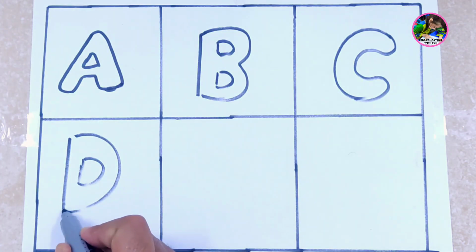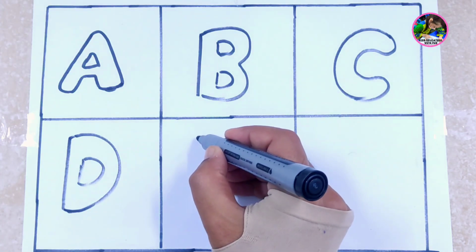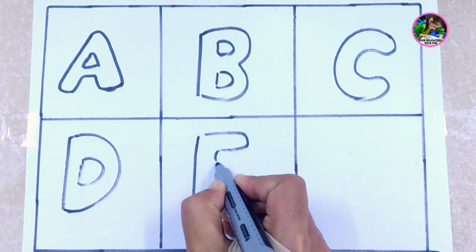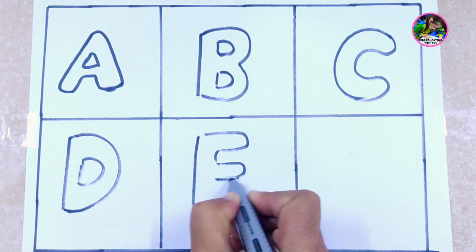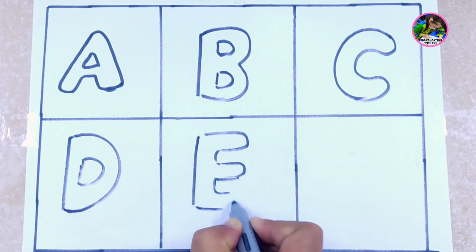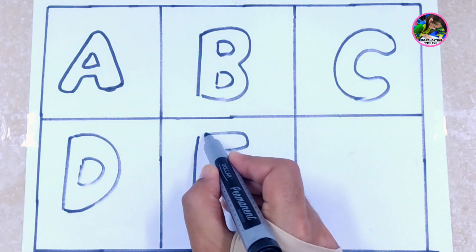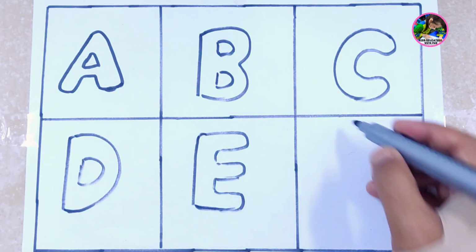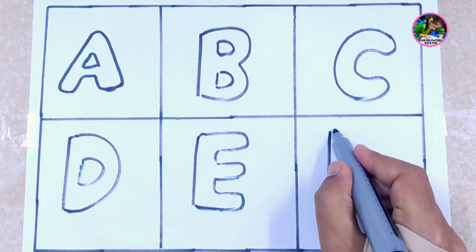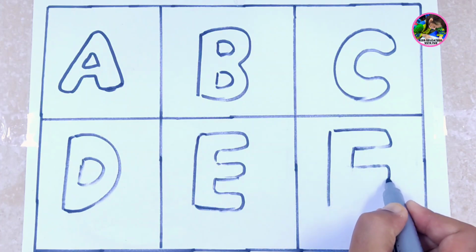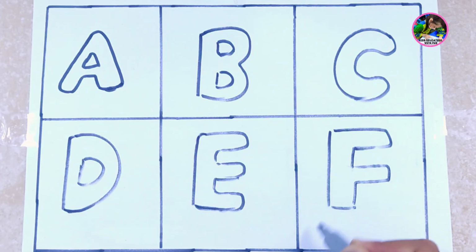D. D is for duck. Letter E. E is for elephant. Let's draw letter F. F is for fish.